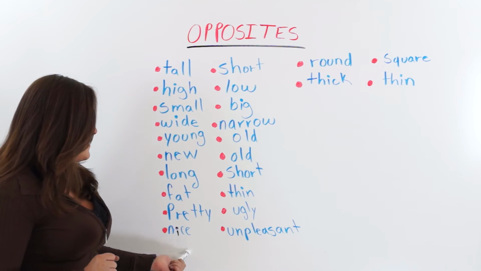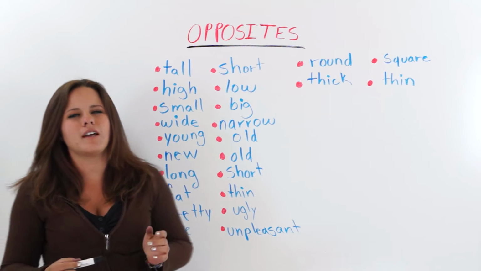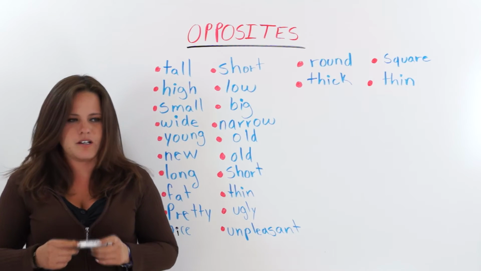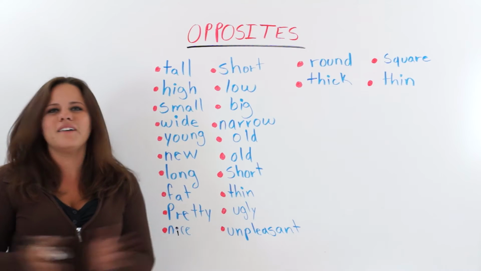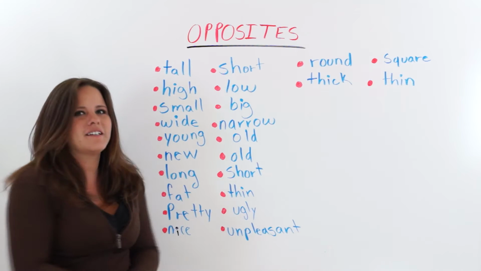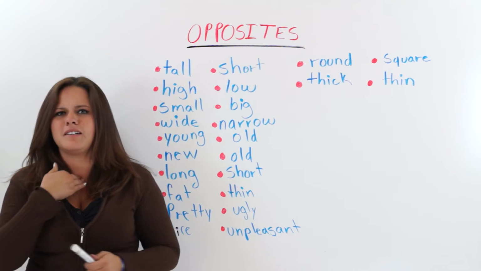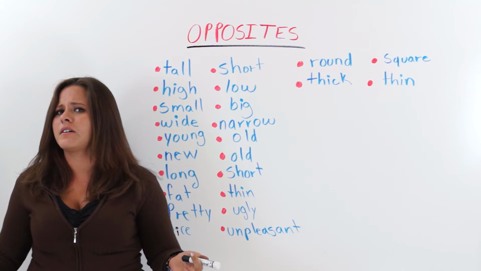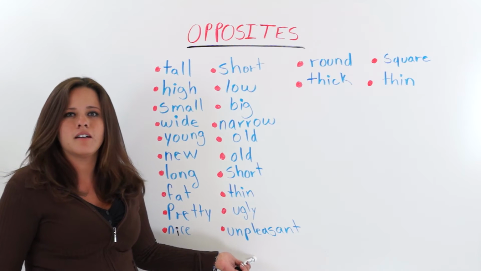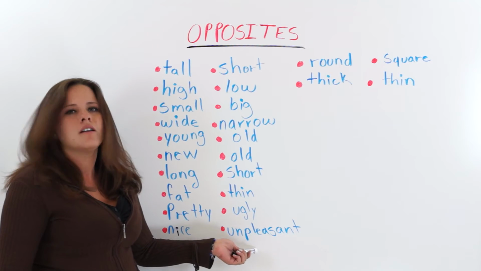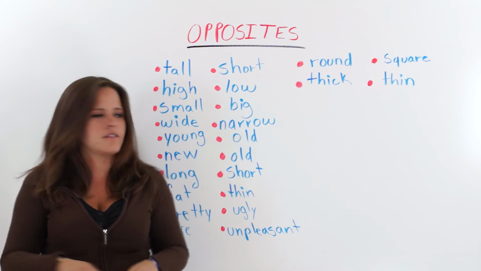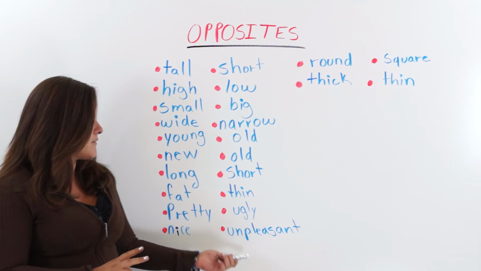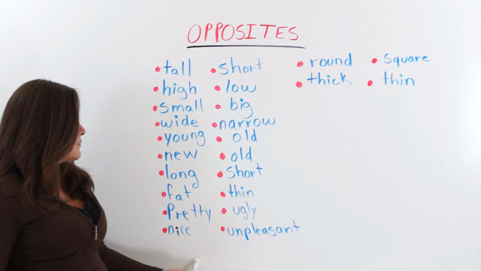Okay, next one, nice and unpleasant. You can use that for people as well. You can use that for places as well, okay? For example, hey there, how are you? Welcome to my house. Please come in and sit down and have some coffee. I'm a nice lady, right? But what if I open the door and I'm like, what are you doing here? I would be an unpleasant lady, right? Nice and unpleasant. You can also say it's a nice experience, or it was an unpleasant experience. You can describe a lot of things with these adjectives, okay, which are opposites.